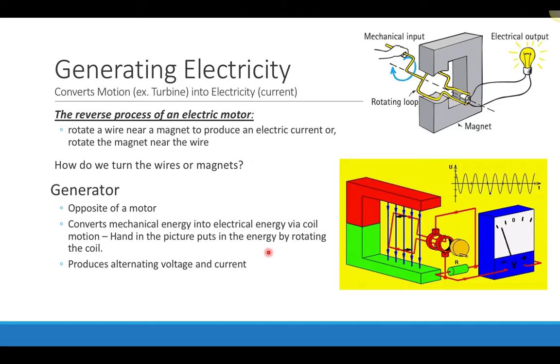If you've ever gone to a science museum, they often will have setups for electromagnetic induction where you can get on a bicycle and you have to pedal the bicycle and try to light up a light bulb or turn on a radio or something like that. That process is essentially generating electricity through electromagnetic induction.